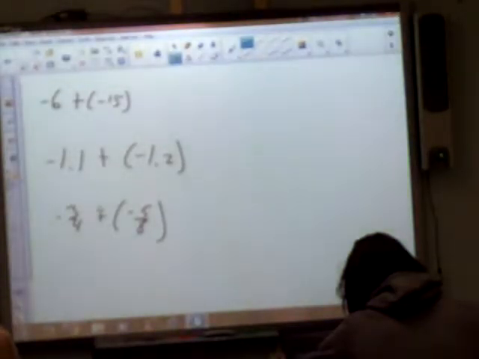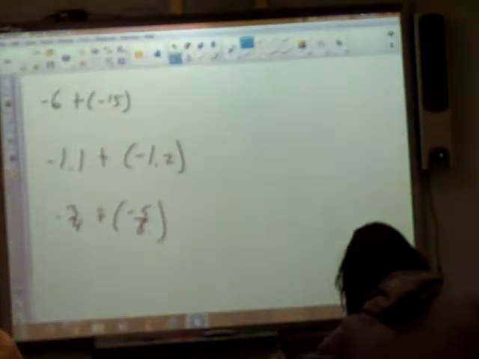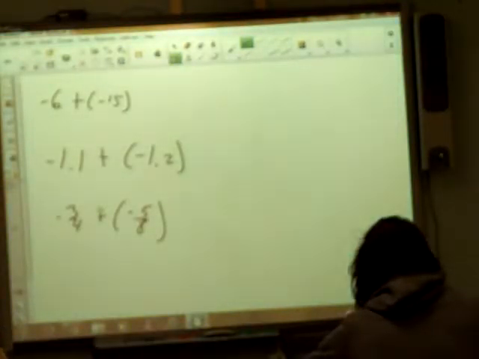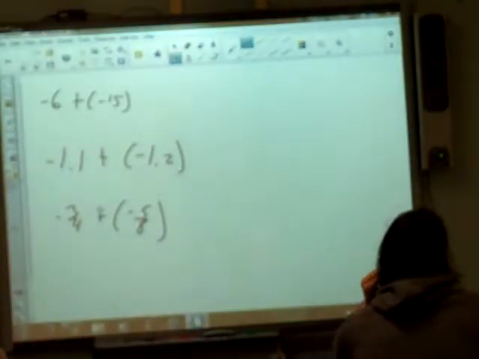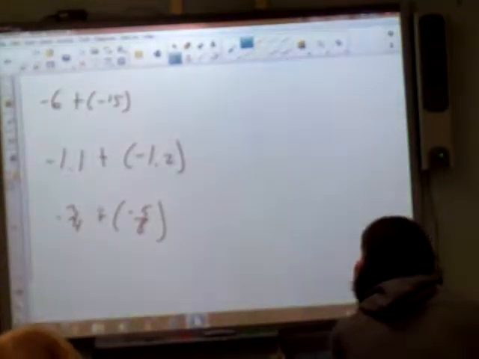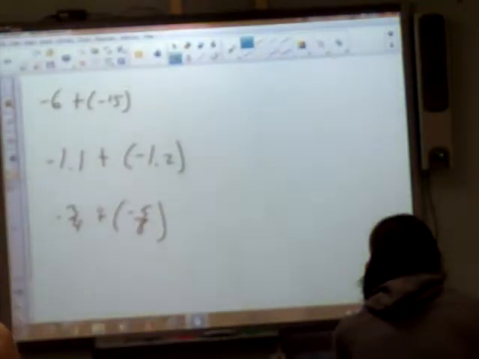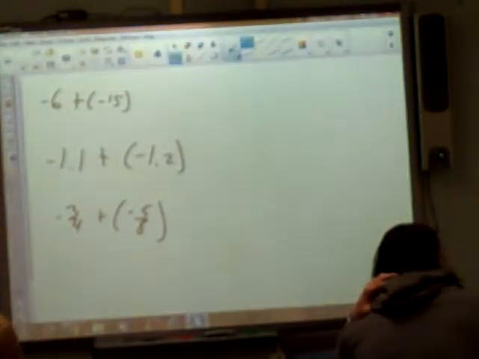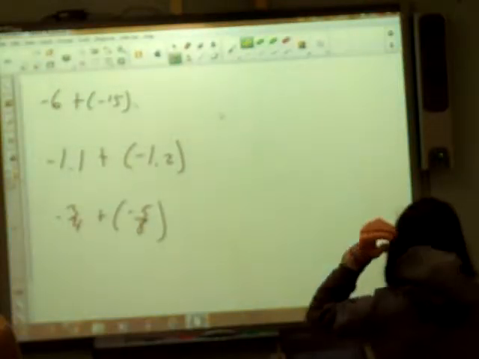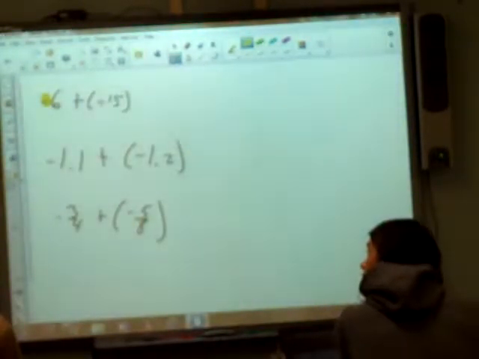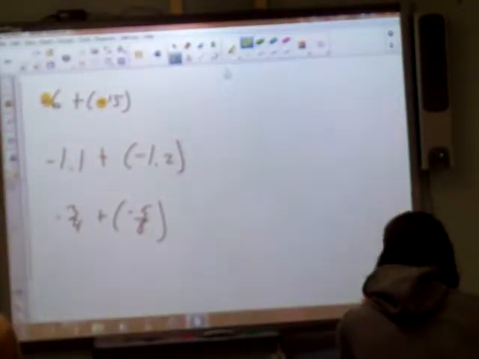So, rule here when we're adding with positives and negatives. When we're adding, if the signs are the same on what we're adding, we're just going to add them and take that sign. So, luckily, if I look here on number 1, and it's true throughout, I gave you the same signs. So, same signs, we just add the digits.